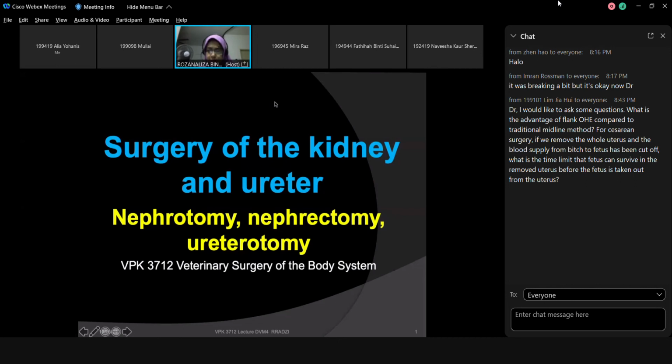Yes, doctor. Okay, so now we proceed to the surgery of the kidney and ureter. For soft tissue surgeries, I think the key to being good in soft tissue surgery is to know the anatomy and really know the vasculature, what vessels supply the system. In the kidney, you need to know what supplies and what drains the blood. That is very important when you're learning your anatomy in your DVM1.